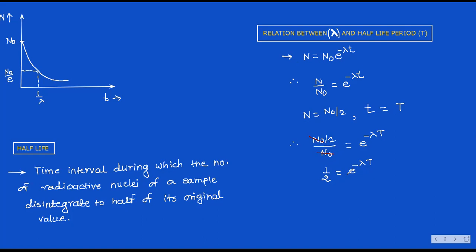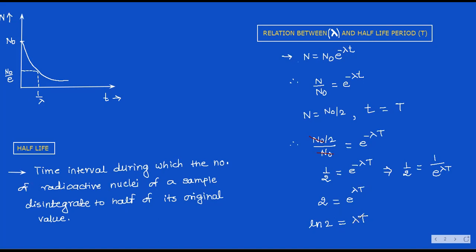Now taking log on both sides, or else this one you can write like this also. How? 1 by 2 is equal to 1 by e power lambda t. Minus power I have taken to the denominator. So taking reciprocal, you are getting 2 is equal to e power lambda t only. Now for removing this I am taking log. So therefore ln of 2 is equal to lambda t. Right? Yes. ln of 2 is equal to lambda t.